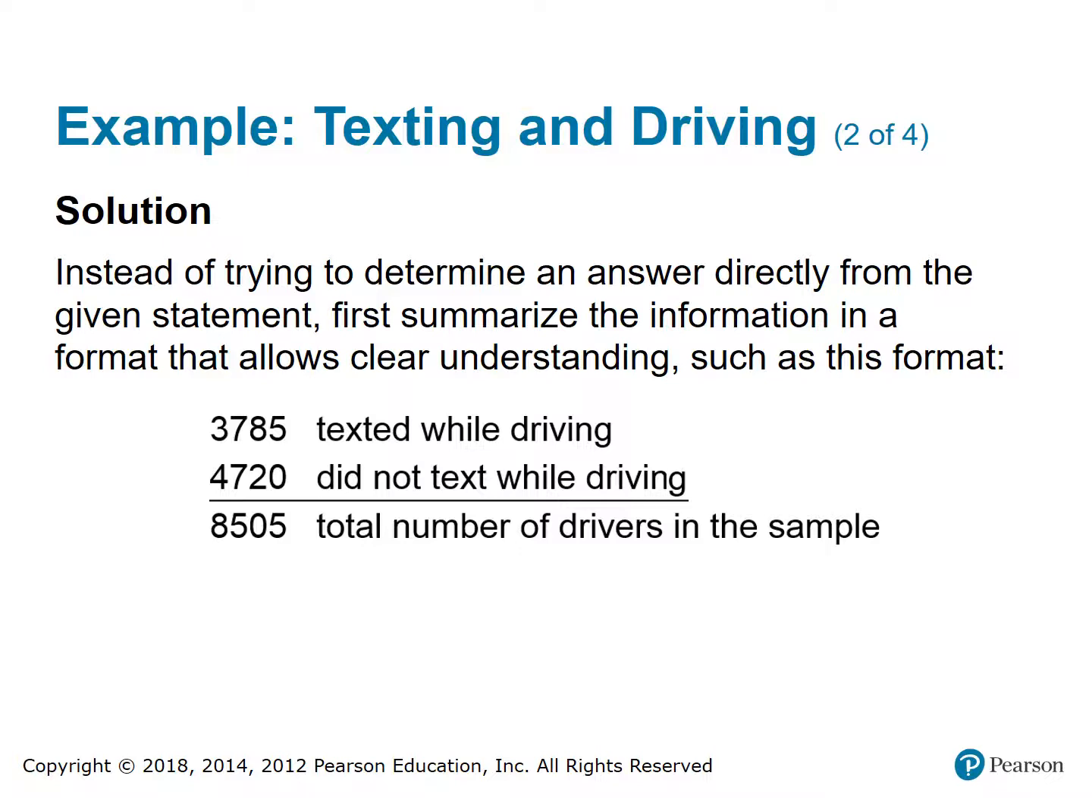Okay, so first we have to figure out what was the total number in the study. So we're showing you guys how to break it down into parts. You don't always have to do all the calculations in one step. As a matter of fact, oftentimes it's preferable to break your calculations up into chewable chunks. And so here we just add everything up and we get the total being 8,505.